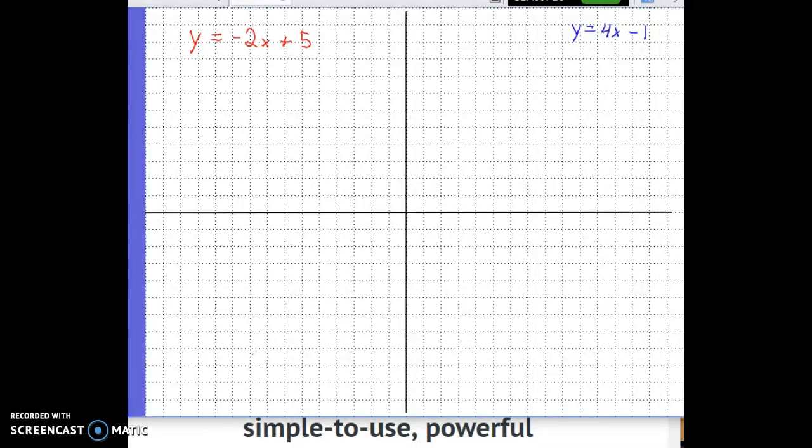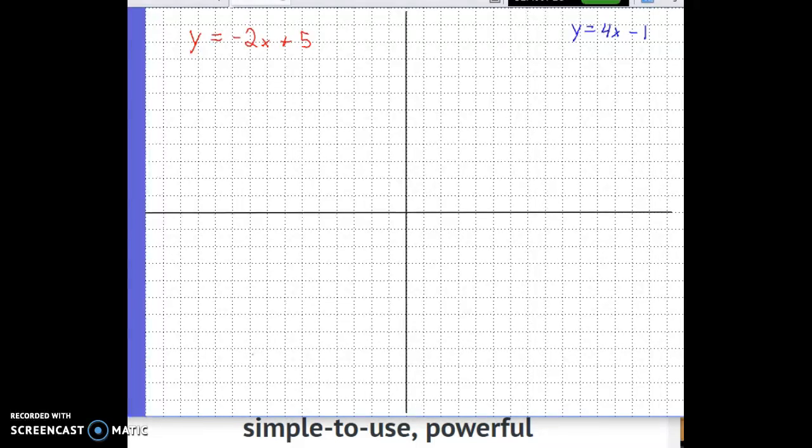And of course, we found that a solution to a system of linear equations is simply the point where the two lines intersect. So when I ask you to find the solution to a system of linear equations, you're looking for that point where the two lines cross on a graph. So let's look in depth at that a little bit more.